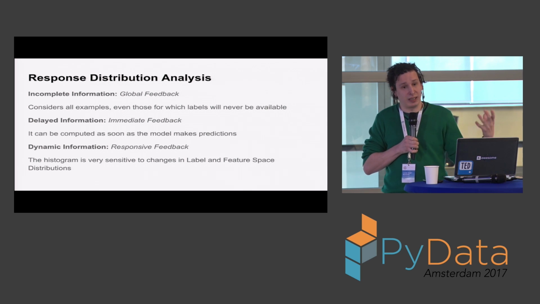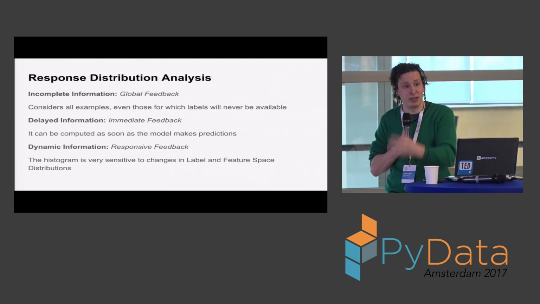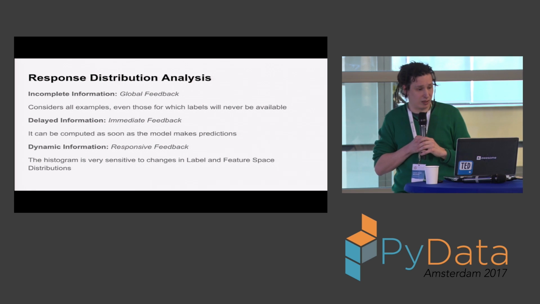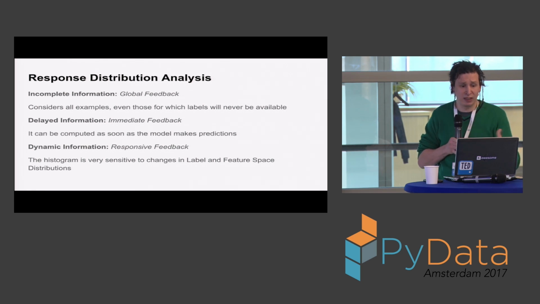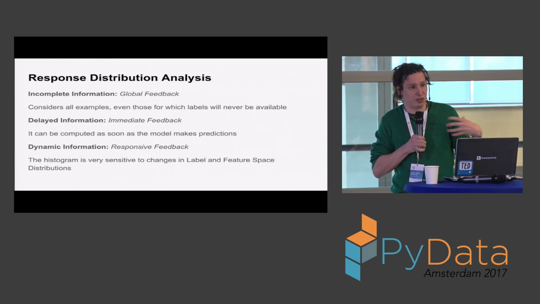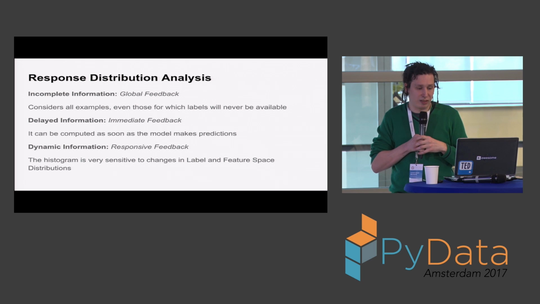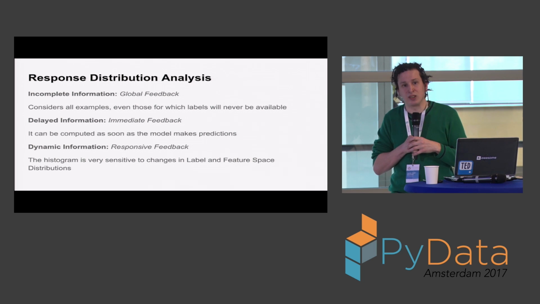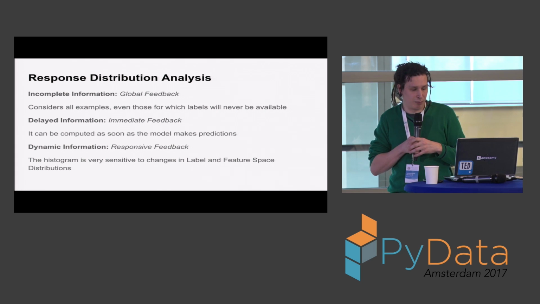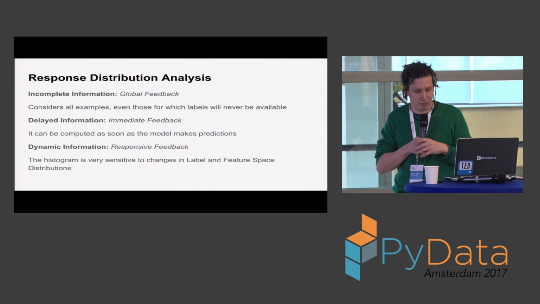Delayed information, again, is addressed by the fact that this is immediate. As long as you start making predictions, you can build this histogram and start understanding whether the model is doing badly or not. And finally, dynamic information. This is very responsive feedback that you get because it changes. It's very sensitive to changes in the label distribution and in the context in which the model is deployed. It's not really that sensitive to feature space changes, but yeah, we need to work to improve that.